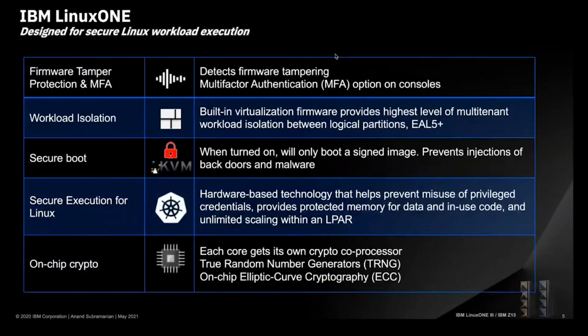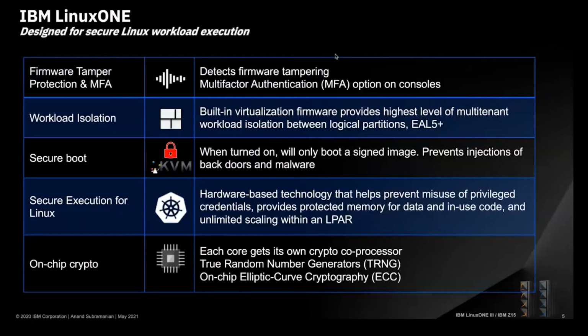What does Fujitsu Enterprise Postgres actually take advantage of directly from this platform? We are talking about, as I said, workload isolation. By default, you get multi-factor authentication capabilities on the consoles, but also firmware tamper protection. Secure boot is something that will be more and more important these days. What you deploy as a secure image, even through OpenShift, can be signed so that only signed images can be deployed. That prevents injections of backdoors, malware, and so forth. And secure execution for Linux, as I said, is at a hardware level as well as in memory.